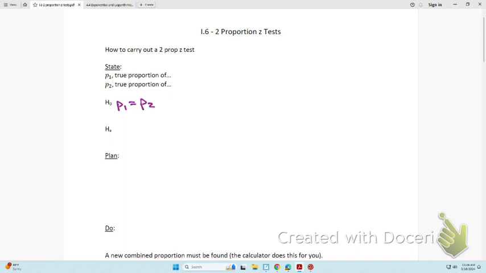So we assume no difference. If you want to write that on the side as a note, you don't have to, but that kind of tells you how we're starting. And you're going to determine if it's less than, greater than, or not equal. For the plan step, and don't forget to define alpha. Probably 0.05.